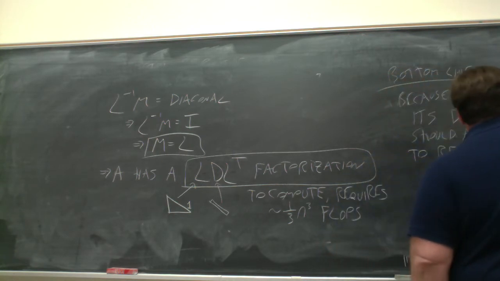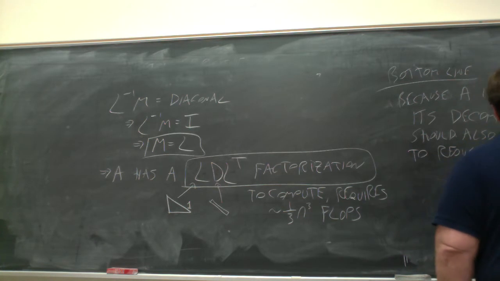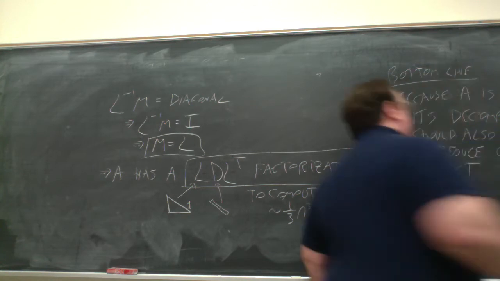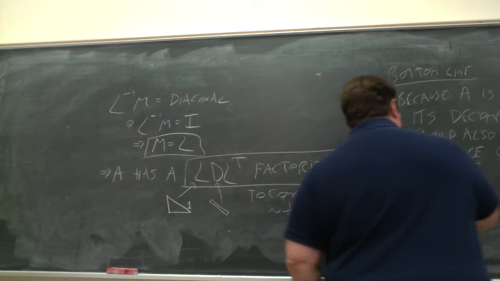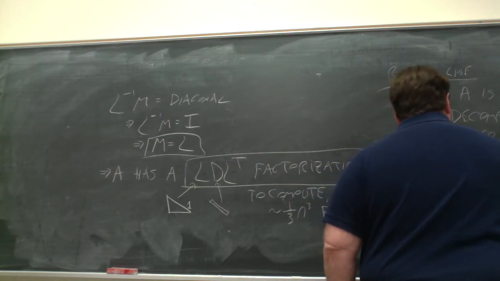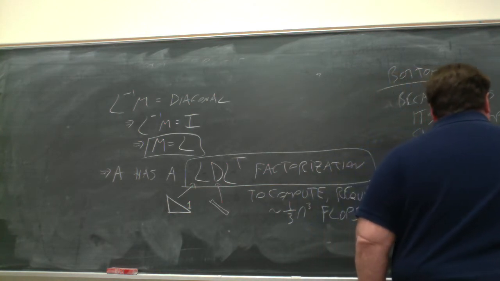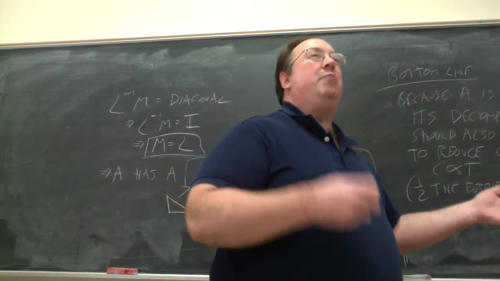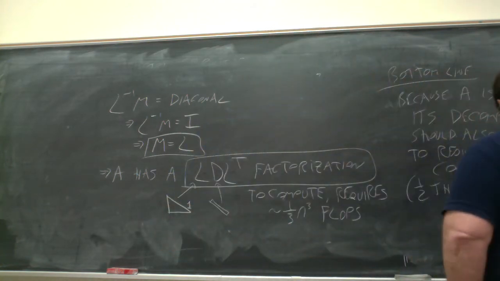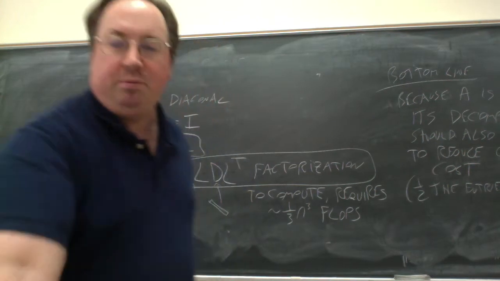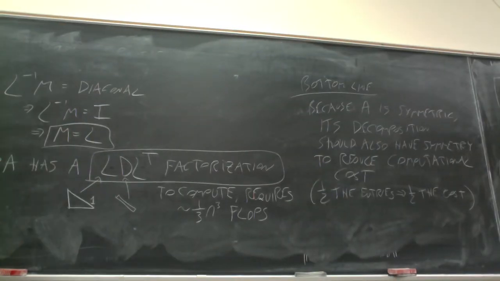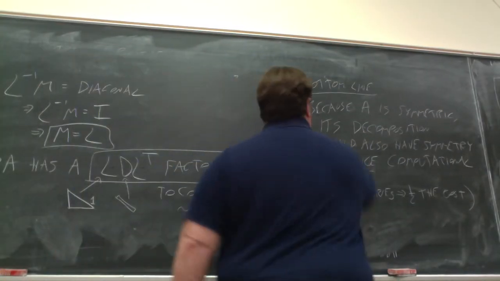So to reduce the computational cost, because half of the entries are mirrored by the other half, that leads to half the cost. So 1/3 n cubed instead of 2/3 n cubed for the counterpart of Gaussian elimination. Okay. All right. That's definitely worth boxing.